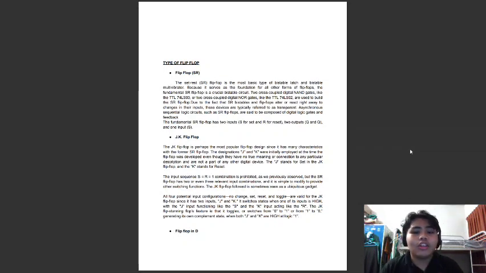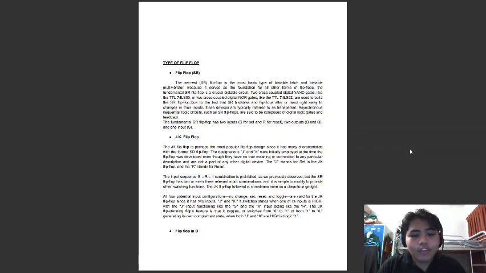Asynchronous sequential logic circuits such as SR flip-flops are said to be composed of digital logic gates and feedback. So the fundamental SR flip-flop has two inputs, S for set and R for reset, and two outputs, Q and Q-bar. So the next type of flip-flop is the JK flip-flop. So what is the JK flip-flop?